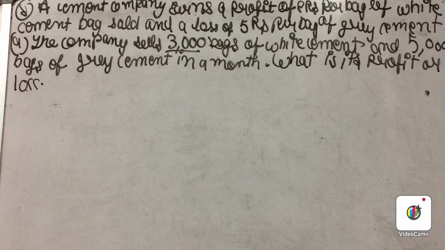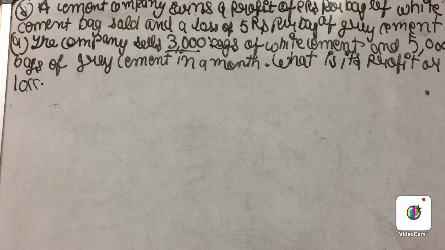So now moving to our question number 8. What is our question number 8? That a cement company earns a profit of 8 rupees per bag of white cement bag sold and a loss of 5 rupees per bag of grey cement.